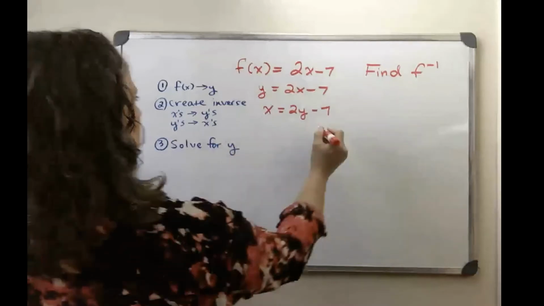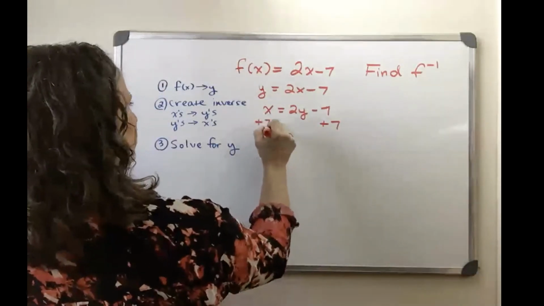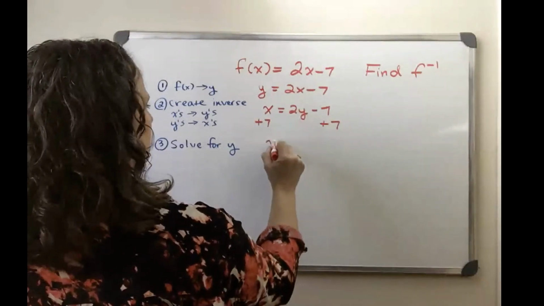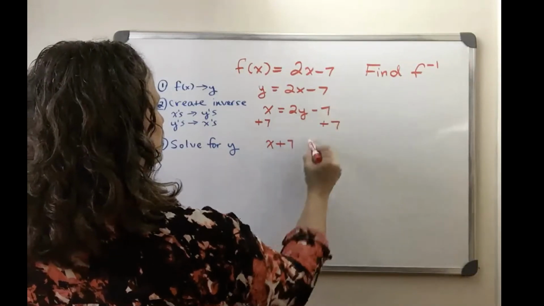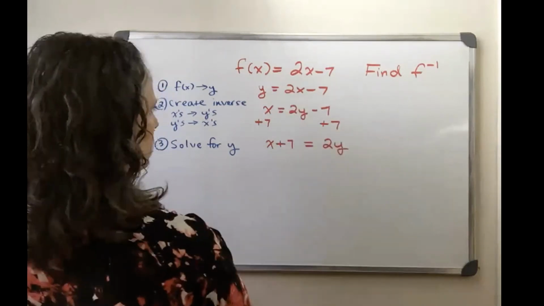So let's see, I can add 7 to both sides. That just means get y equals, remember? Solve for y means get y equals. So get y by itself. So get rid of everything that's around the y. So I've got rid of the 7. I always work from the outside in when I'm trying to get the y by itself.